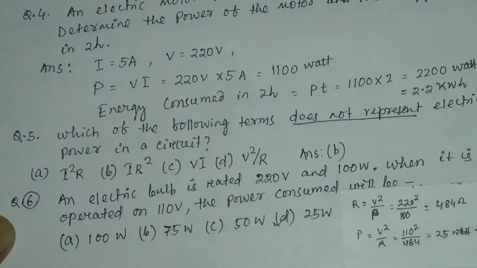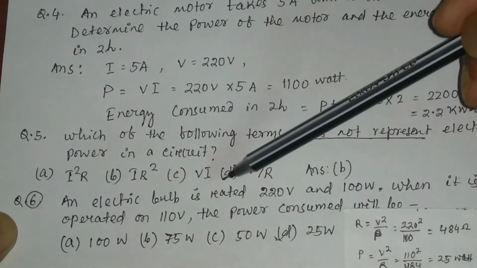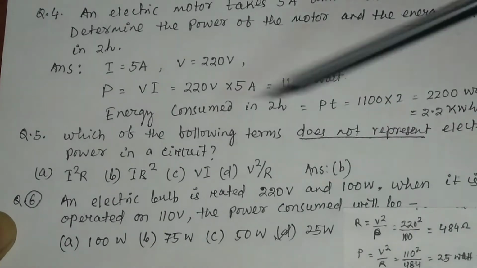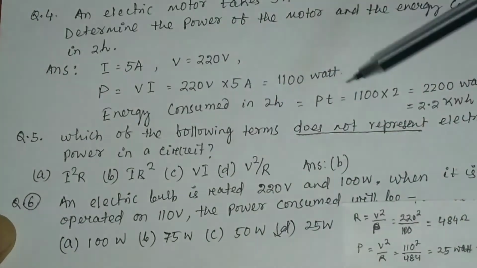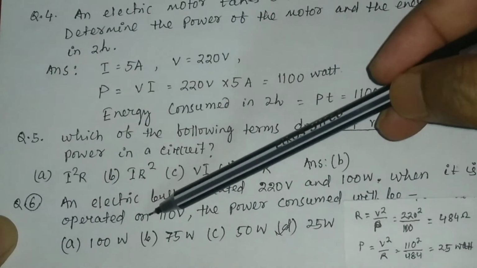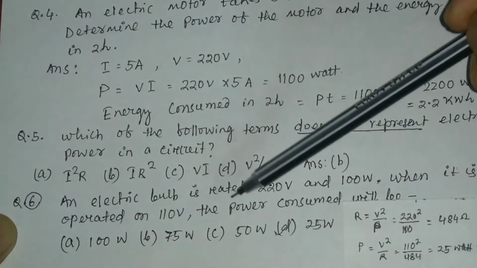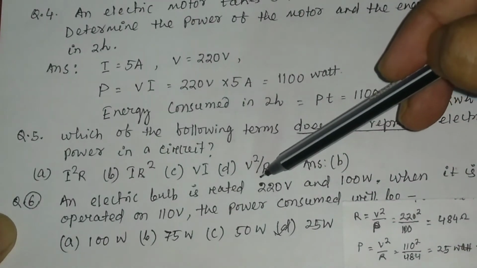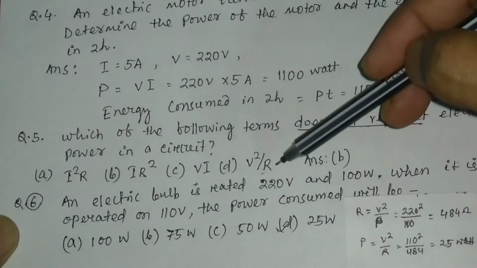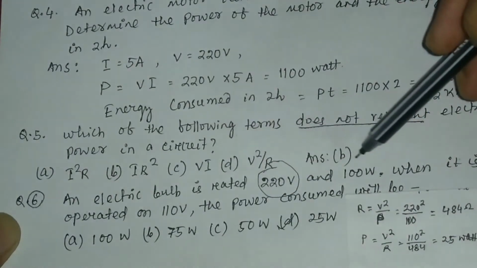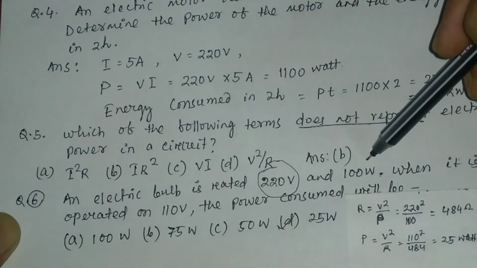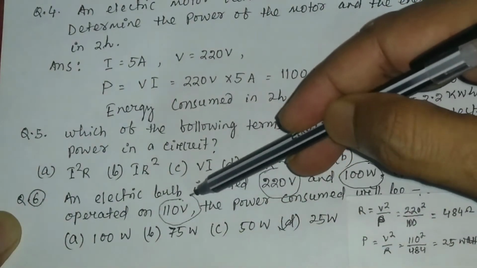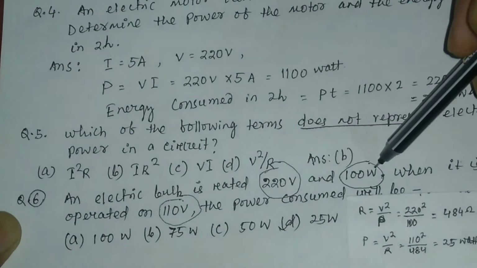Next question. An electric bulb is rated 220 volt and 100 watt. When it is operated on 110 volt, the power consumed will be how much? Okay, so when it is operated at 220 volt, the power consumed is equal to 100 watt. When it is operated at 110 volt, what will be the power consumed?